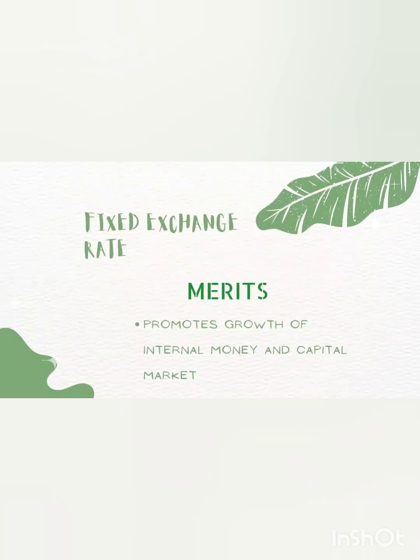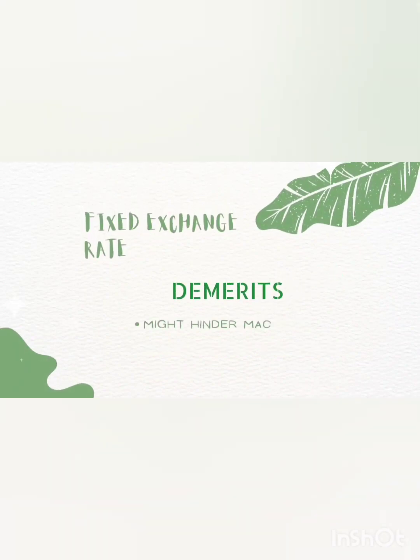In view of the above advantages, a fixed exchange rate system prevailed for a long time from 1944 to 1971. As we have seen above, the Bretton Woods Agreement adopted a fixed exchange rate system because of the above mentioned merits. IMF permitted a change in the exchange rate only in case of fundamental disequilibrium in the balance of payments. Next is demerits.